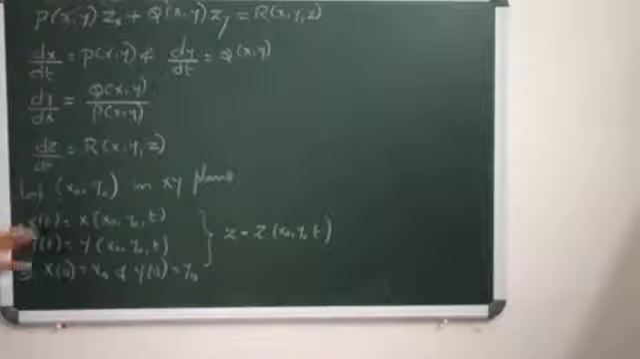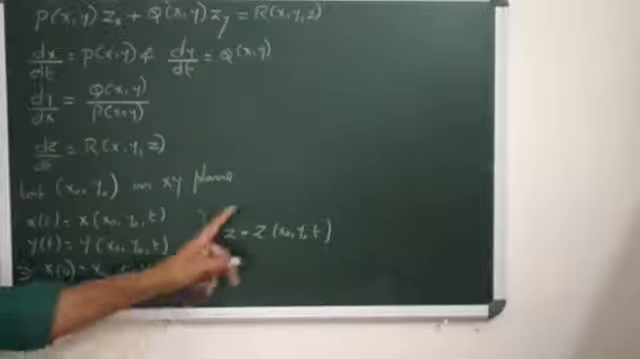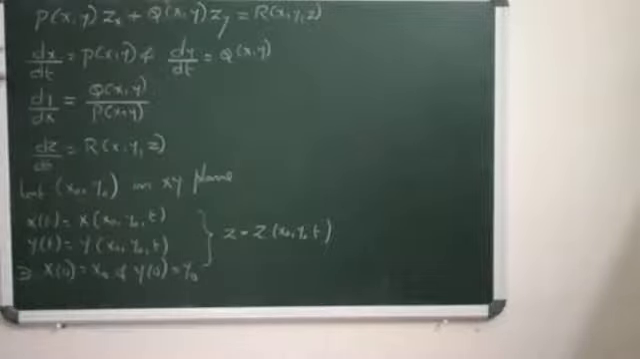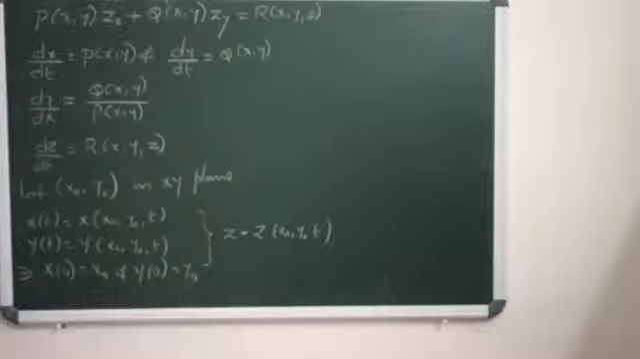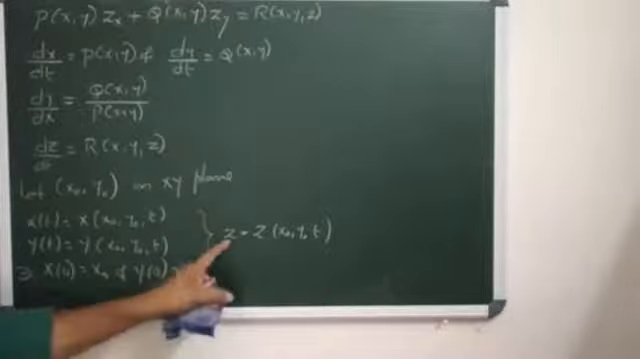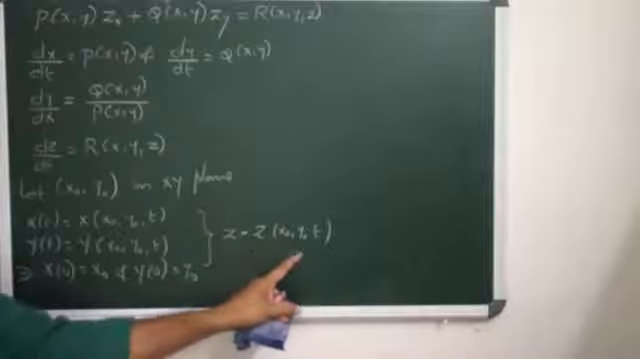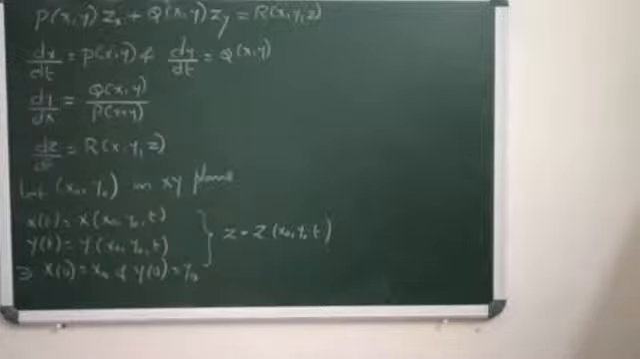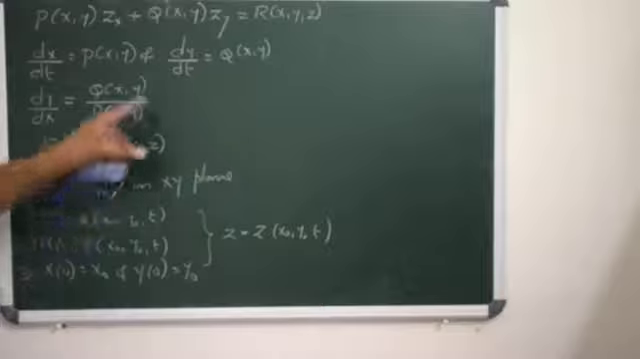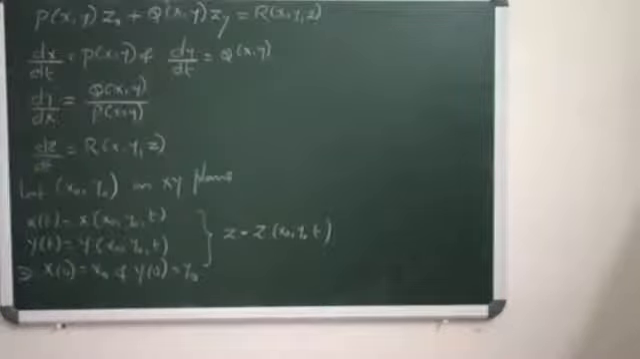So this is the method to find the solution of a semi-linear equation, by solving the ordinary differential equations dx/dt = p(x,y) and dy/dt = q(x,y). Moreover, dz/dt = r(x,y,z). So we have to find the solution which satisfies z = z(x0, y0, t) with the help of these ordinary differential equations: dx/dt = p, dy/dt = q, as well as dz/dt = r(x,y,z).